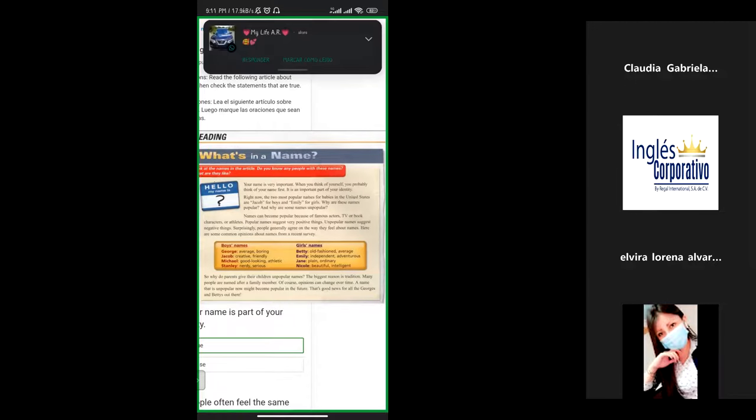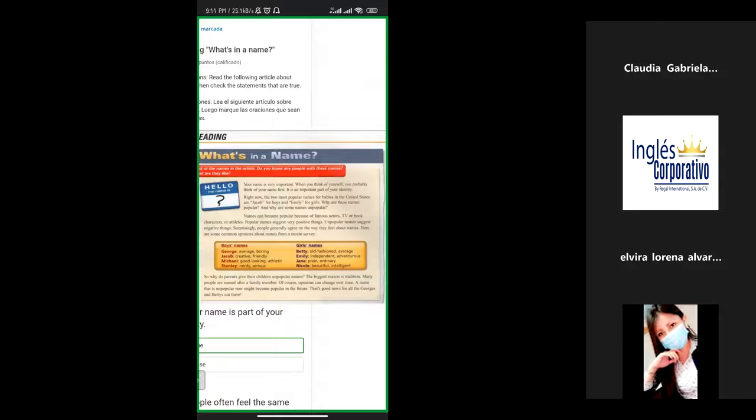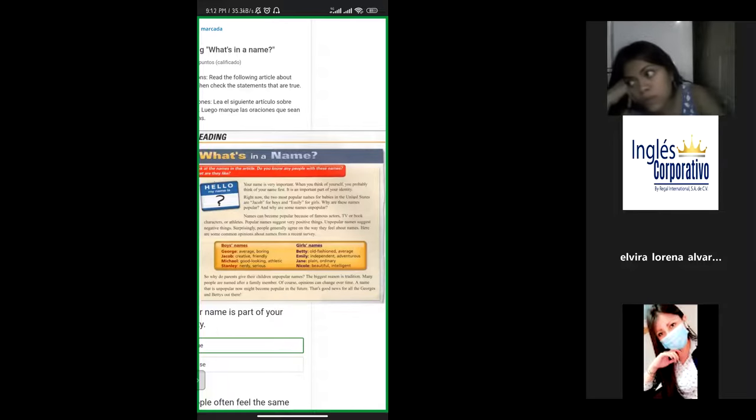Why do parents give their children unpopular names? The biggest reason is tradition. Many people are named after a family member. Of course, opinions can change over time. A name that is unpopular now might become popular in the future. That's good news for all the Georges and Bettys.